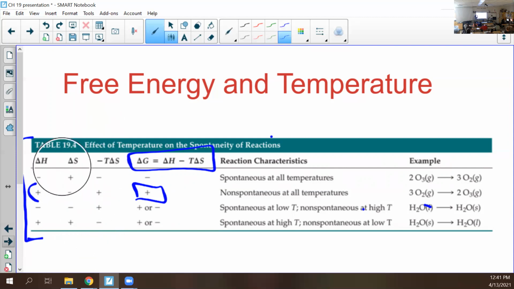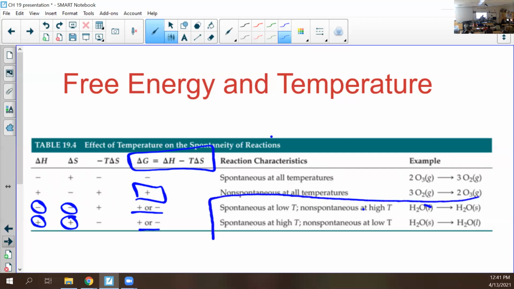All right. Here's where things get weird. It's when you have a negative negative and a positive positive. If these are both negative, that's a positive. If they're both positive, that's a negative. You get either answer. And then that is when they are spontaneous based on their temperature.